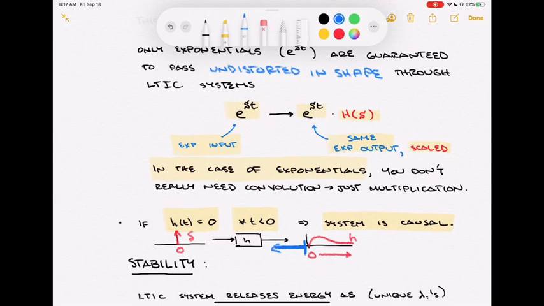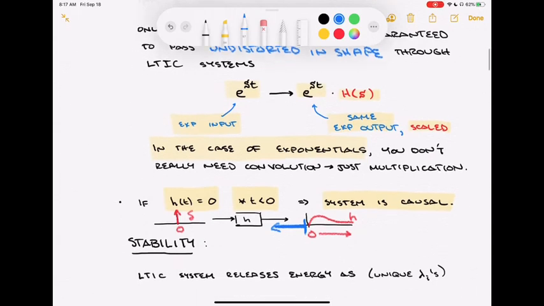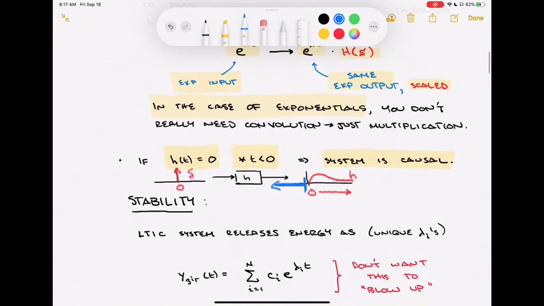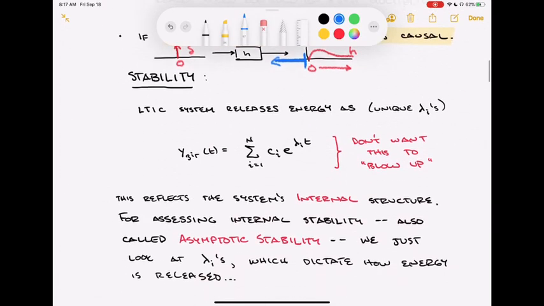And once we know that, we know how the system responds to anything, right? And so, a very simple test for causality. If you know a linear time invariant system's impulse response, you can immediately determine whether or not it's causal. Let's also talk about stability.